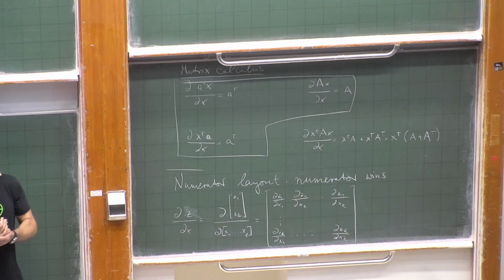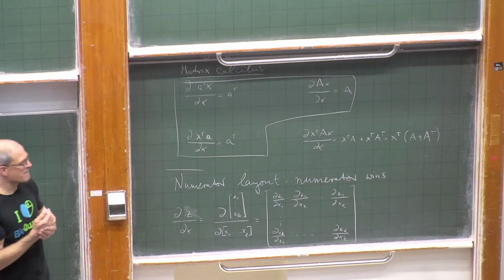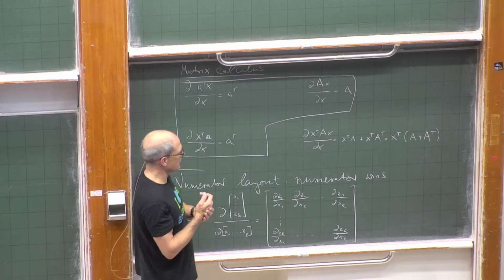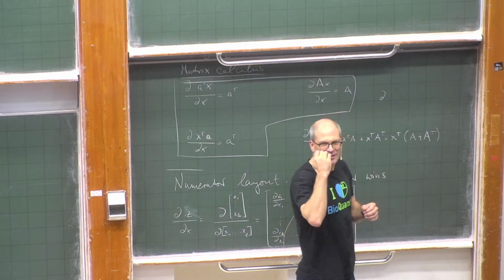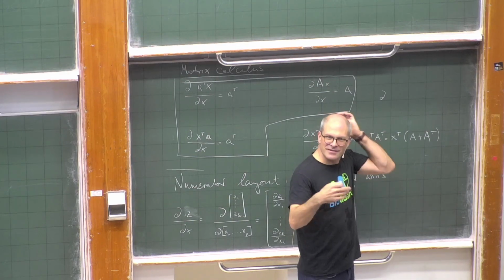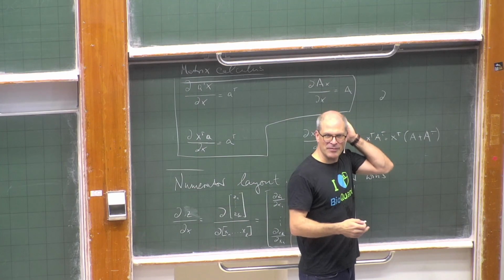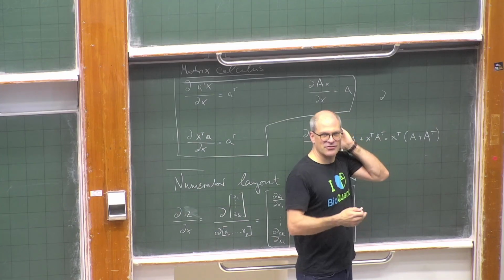Yeah? Yeah, chain rule also works. So this then brings us to Jacobians, and we will need that in backpropagation a lot. Yes, chain rule applies.